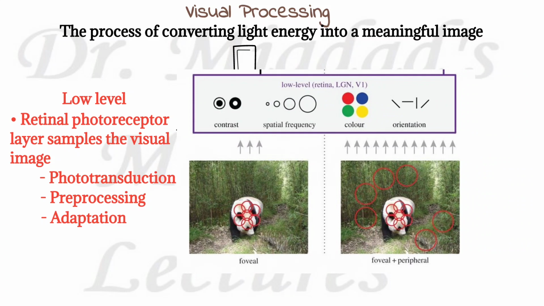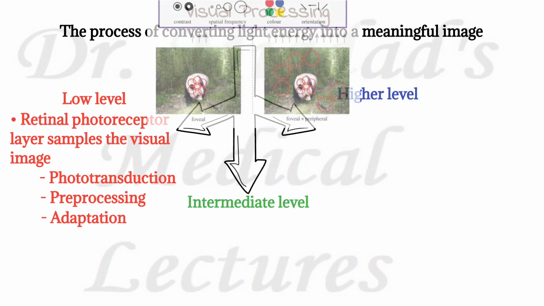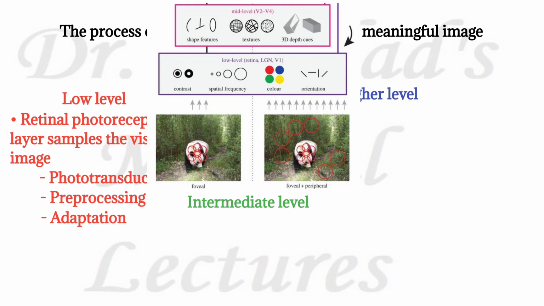Then coming to the intermediate level, it involves analysis of the layout of scenes and of surface properties, parsing the visual image into surfaces and global contours, and distinguishing foreground from background. In simple words, we can say that local visual features are assembled into surfaces. Objects are segregated from the background, that is, the foreground is differentiated from the background. This is called surface segmentation. And then local orientation is integrated into global contours.